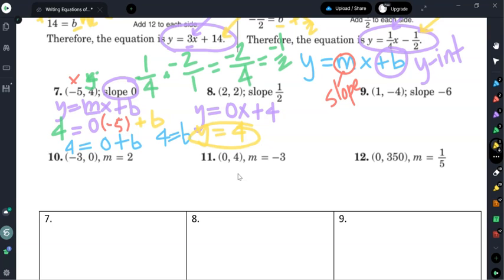So that's how you write the equation of a line from slope-intercept form. By plugging into slope-intercept form, y = mx + b, solve for b, and then rewrite the equation once you know b.